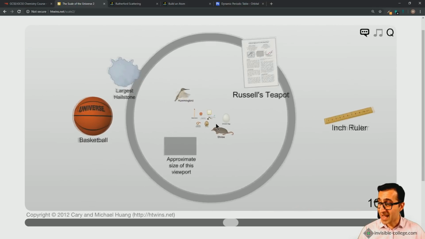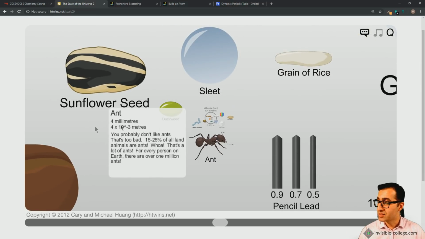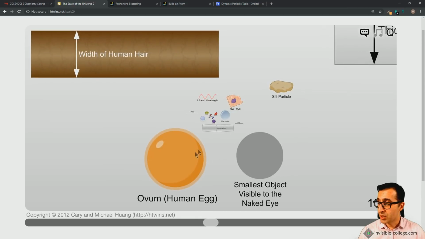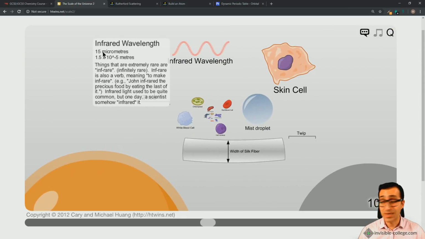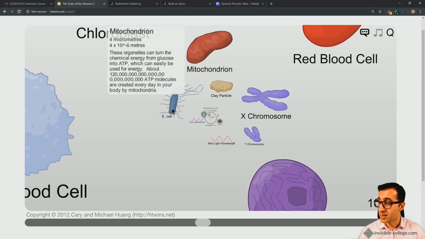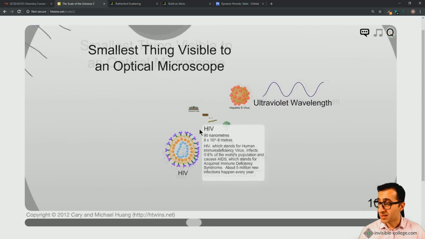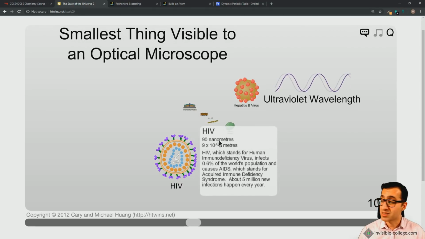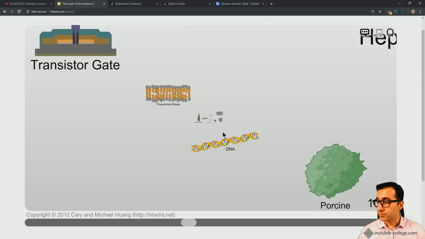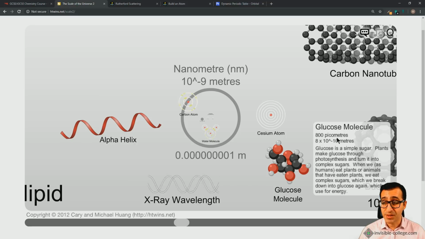Now, to get to the scale of atoms, we have to go much smaller. So here we see the size of an ant, 4 millimeters, 4 times 10 to the power minus 3 meters. If we go down to the scale of infrared wavelengths, we're now down to millionths of a meter or micrometers. If we go down to, for example, organelles like the mitochondrion in cells or bacteria, we are still at the scale of micrometers, but if we now get down to things like the HIV virus, we're now measuring things in billionths of a meter, nanometers. If we go smaller still, we start to get to molecules like glucose, which are measured in picometers.